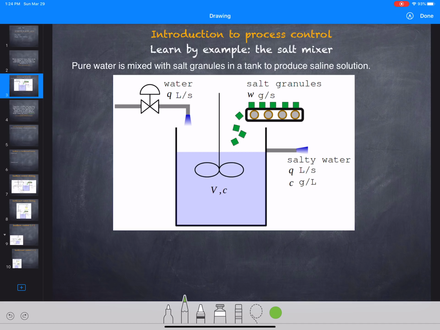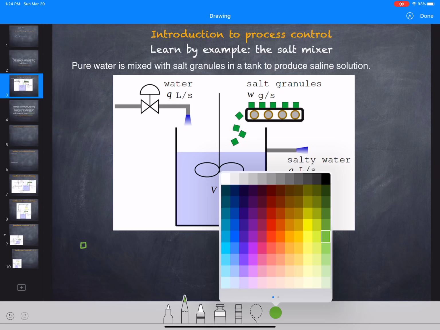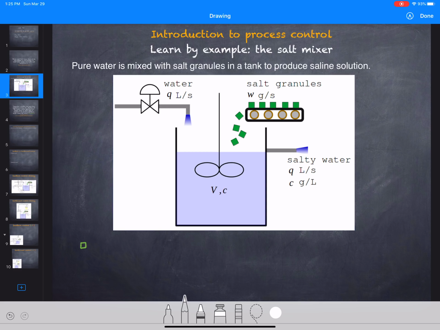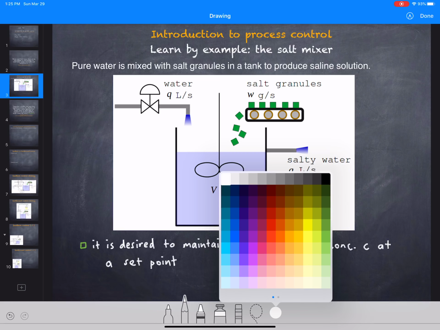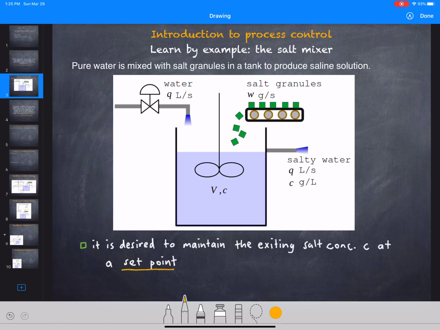Now, it's desired to maintain the salt concentration C at a certain set point, i.e., we desire the salt water coming out of the tank to have a certain concentration of salt. It is desired to maintain the exiting salt concentration at a set point. So the set point is the value of the concentration that we want to maintain it at.